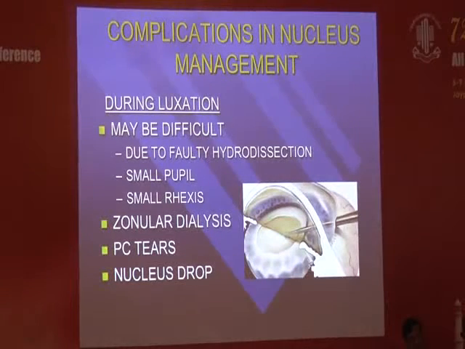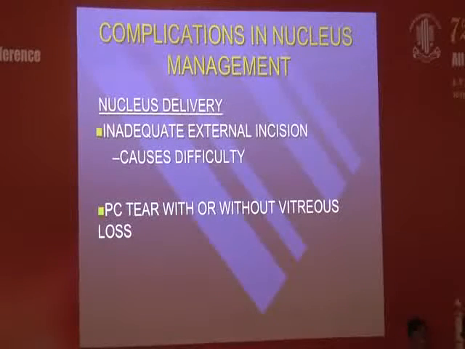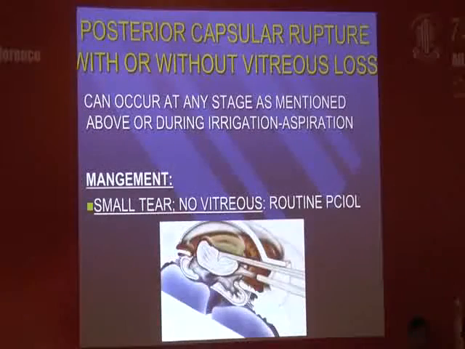Then the management may be difficult due to the dissection, small pupil, small rexis, zonular dialysis, PC tear or nucleus drop. So these things can happen, and if they happen, then it is very difficult. Now here, an inadequate external incision definitely causes difficulty. So it should be an adequate external incision. A PC tear without vitreous loss may trouble you, that I am going to show you. Now here, this is posterior capsular rupture with or without vitreous loss, and it can occur at any stage as mentioned above or during the irrigation time. So that I will show you here.